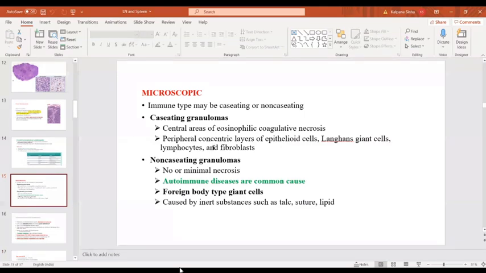On microscopy, when you excise the lymph node and see the H&E section, you can see two types of granulomas. One is caseating, another is non-caseating granuloma. Caseating because it will have central necrosis, and non-caseating granulomas will have no necrosis. So autoimmune diseases are the most common cause. And in caseating, the most important giant cells are Langerhans type giant cells, whereas in non-caseating, it will have foreign body type giant cells.